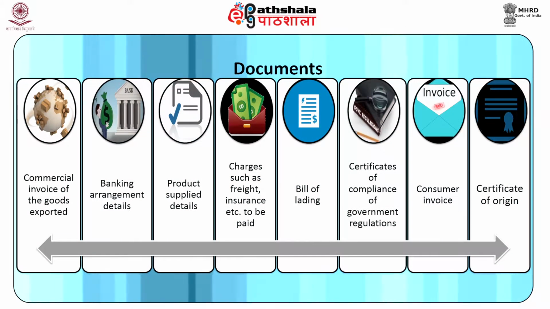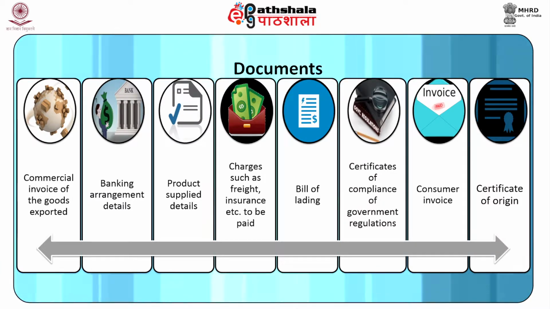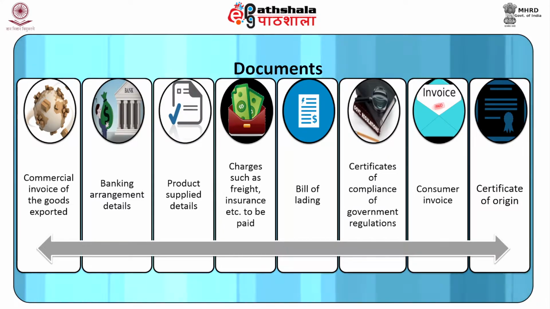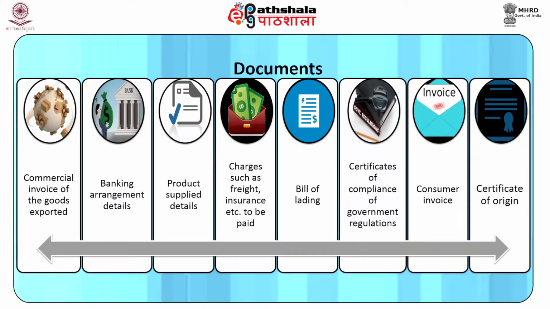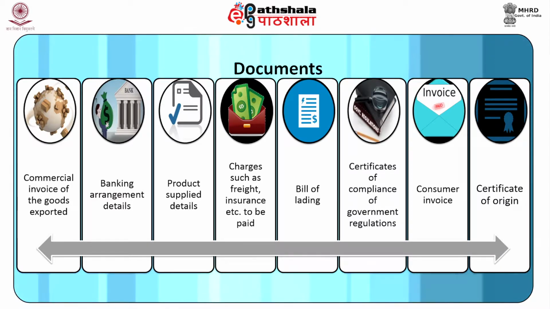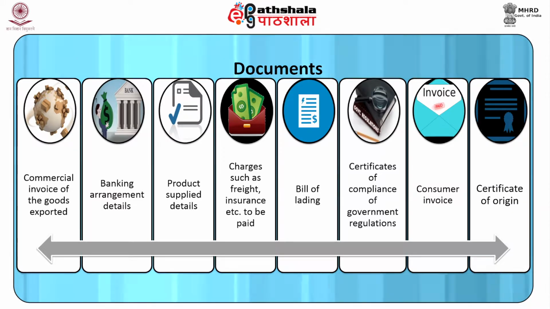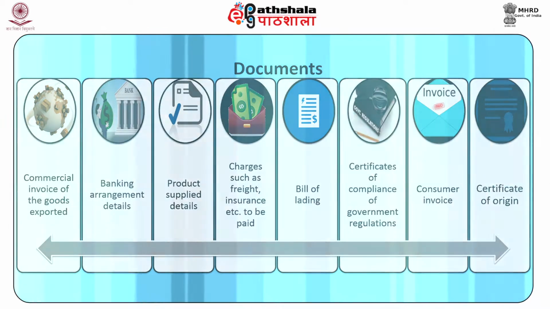Following are the documents that are required to be presented by the exporter to the bank before the payments of a letter of credit. First, commercial invoice of the goods exported. Second, banking arrangement details. Third, product supply details. Fourth, charges such as freight, insurance, etc. to be paid. Fifth, bill of lading. Sixth, certificates of compliance of government regulations. Seventh, consumer invoice. Eighth, certificate of origin.